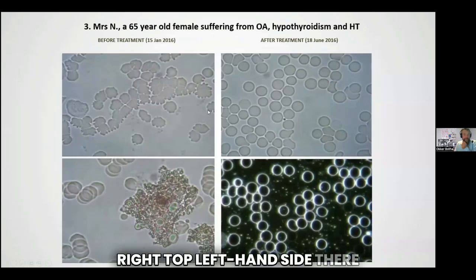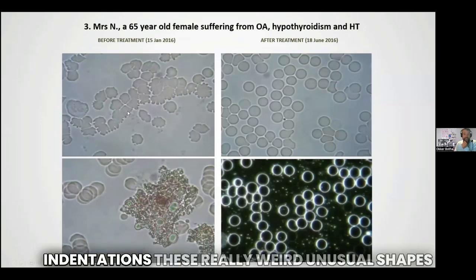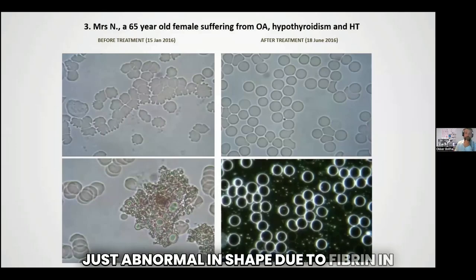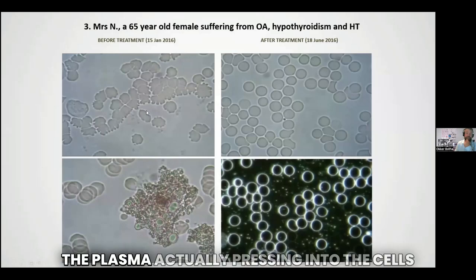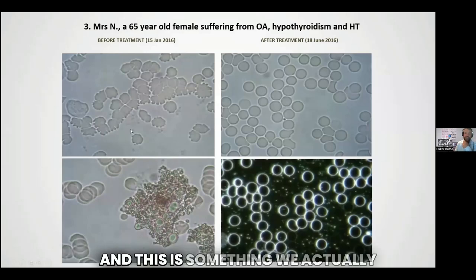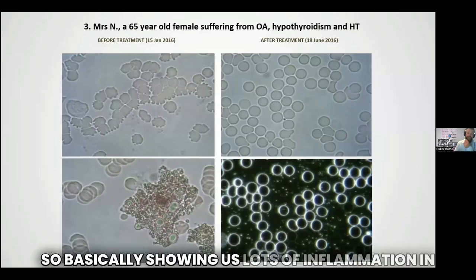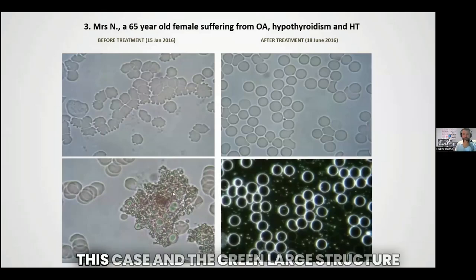Right, top left-hand side there, these red blood cells with these indentations, these really weird, unusual shapes. These are cloud patterns. So these are red blood cells that are just abnormal in shape due to fibrin in the plasma actually pressing into the cells. And this is something we actually can see in dark field. When you change over to dark field, you can see those lines in the plasma. But cloud patterns are linked to inflammation. So basically showing us lots of inflammation in this case.